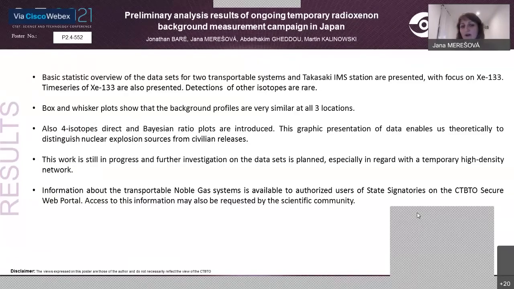I have a small remark that detections of other isotopes are pretty rare in all three systems. Also, box and whisker plots show that the background profiles are very similar at all three locations. We present also four isotopes direct and Bayesian ratio plots. And this graphic presentation of data enables us theoretically to distinguish nuclear explosion sources from civilian releases. This work is still in progress and further investigation of the data sets is planned, especially in regard to the temporary high density network. This information about the transportable noble gas systems is available to authorized users of state signatories on the CTBTO secure web portal. You can find the link in the poster. And access to this information may also be requested by the scientific community. I thank you for your attention.